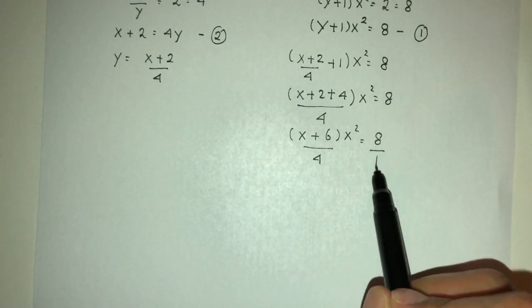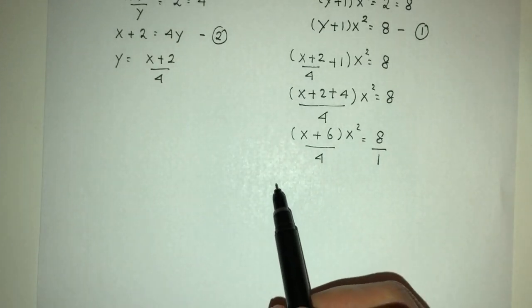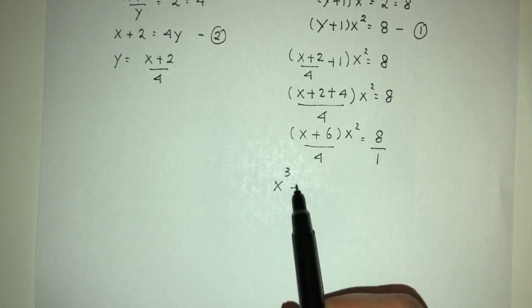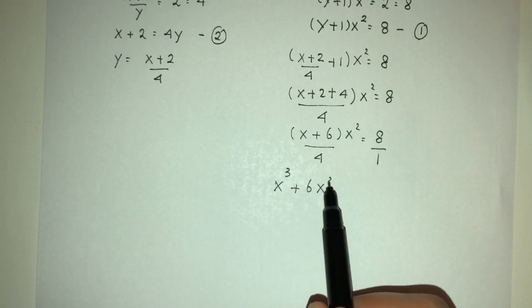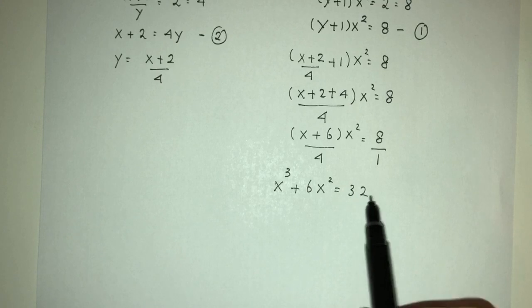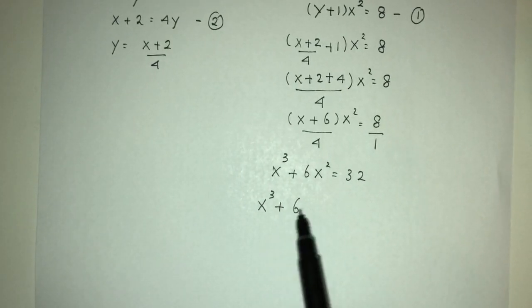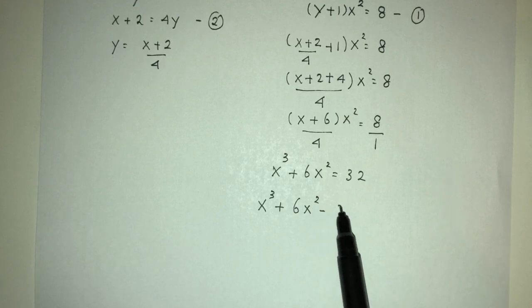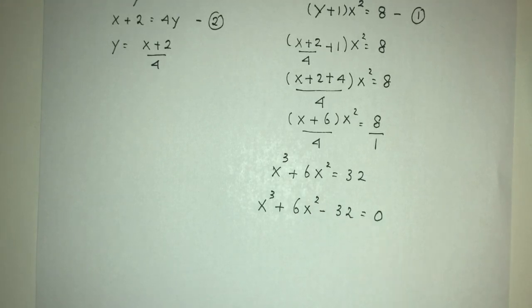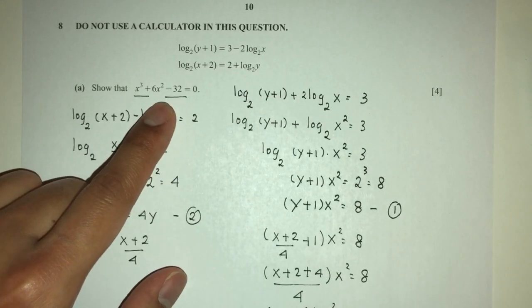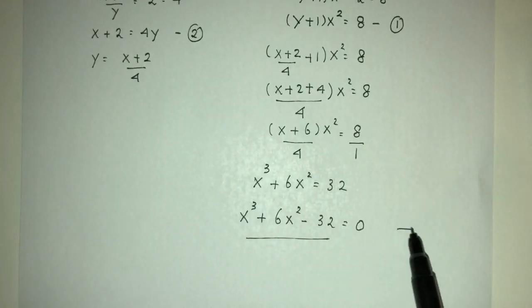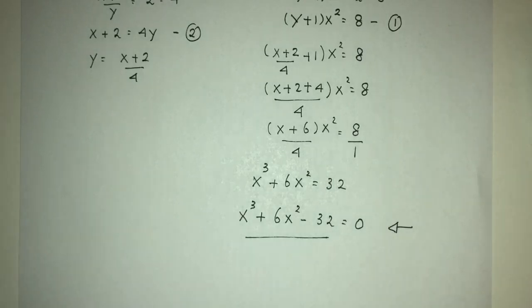Now you can just cross multiply. You will have x cubed plus 6x squared is equal to 32. Send this over here, and we get x cubed plus 6x squared minus 32 equal to 0, and this is actually shown as required. So shown, that is part A.